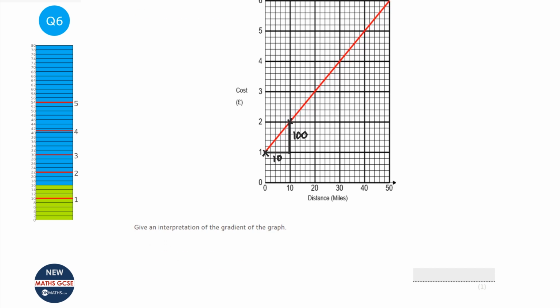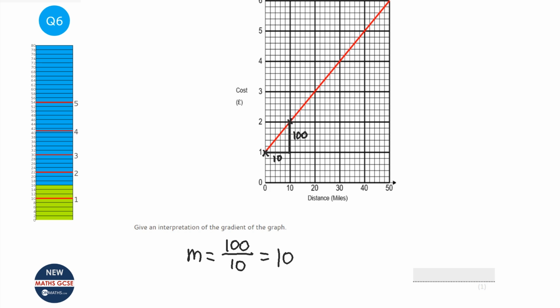So to work out the gradient, we're going to do the change in y, so how much it's gone up, over how much it's gone across. Now some students have that the wrong way around because coordinates work the other way around. You go along the corridor and up the stairs. With gradients, how far you go up or down over how much you've gone right. So that's going to be 10.